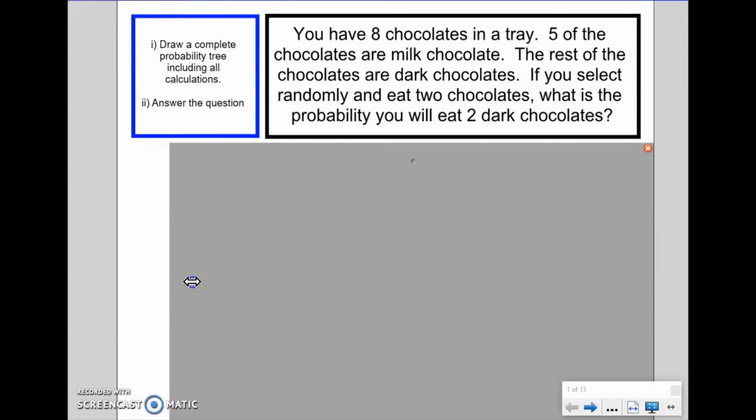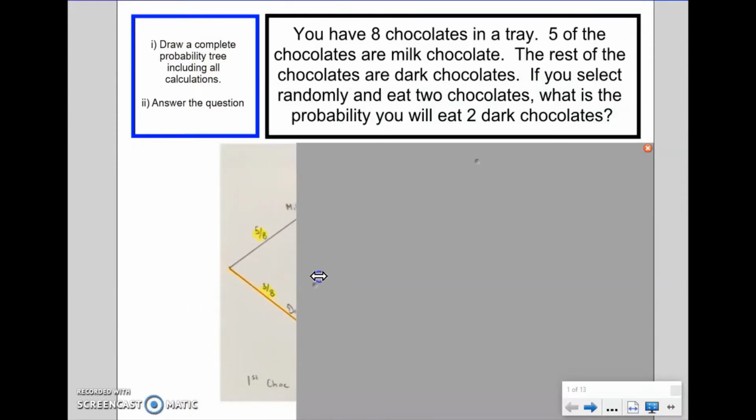Okay, so first of all, we've got 2 possible outcomes. We have got 8 chocolates in this tray of chocolates, and 5 of them are milk chocolates. So the probability of choosing a milk chocolate for the first pick, for the first chocolate, is 5 out of 8. And the probability of choosing a dark chocolate would be 3 out of 8, because that's how many are left over. These 2 branches of the probability tree always have to add up to 1 whole. So they add up to 8 out of 8, which would be 1 whole.